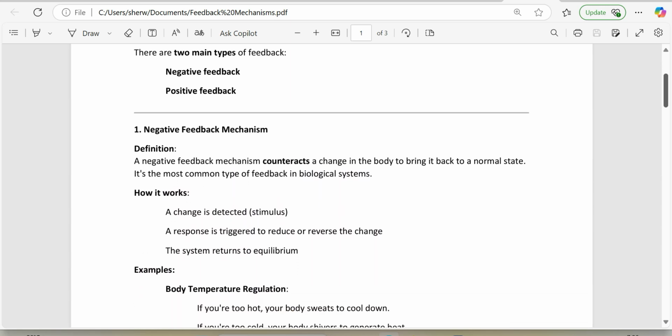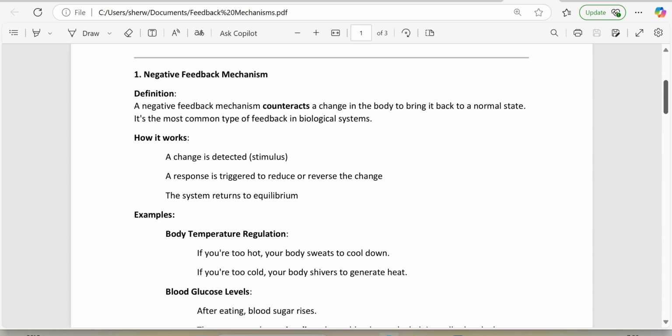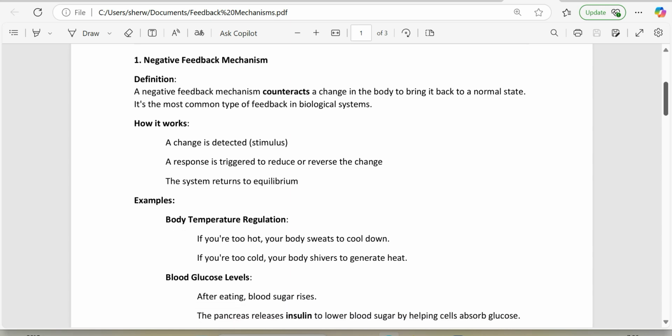1. Negative feedback mechanism. Definition: a negative feedback mechanism counteracts a change in the body to bring it back to a normal state. It's the most common type of feedback in biological systems. How it works: a change is detected, the stimulus. A response is triggered to reduce or reverse the change. The system returns to equilibrium.